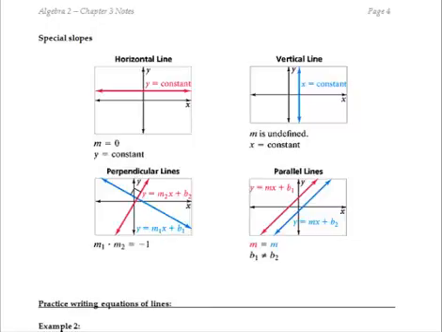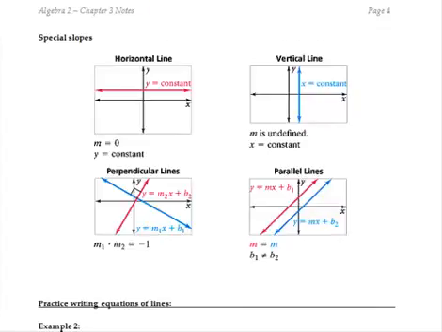This is still chapter 3 in your notes, and this is a continuation of lesson 2.2. So this is lesson 2.2b that we are continuing right now. And we want to talk about slopes and writing lines.